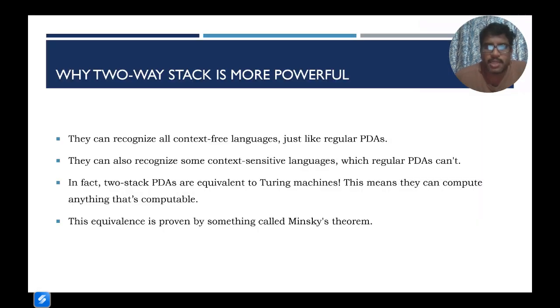I hope that you understand the concept of two-stack pushdown automata, why it came into existence, and what type of problems are solved by using the two-stack PDA in the graphical representation.